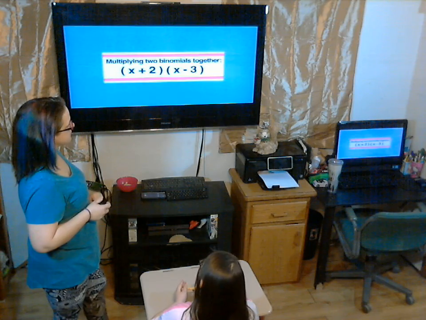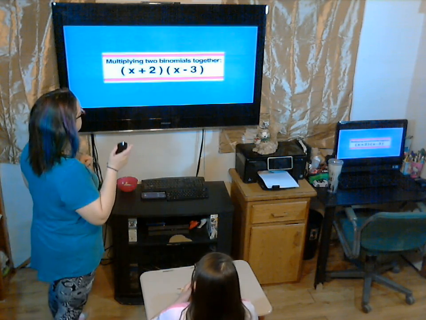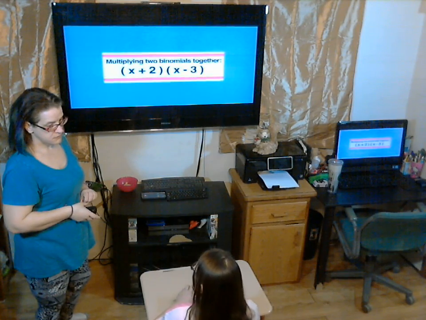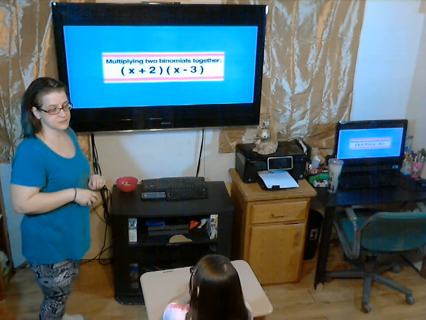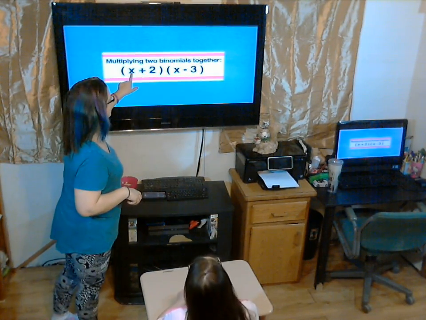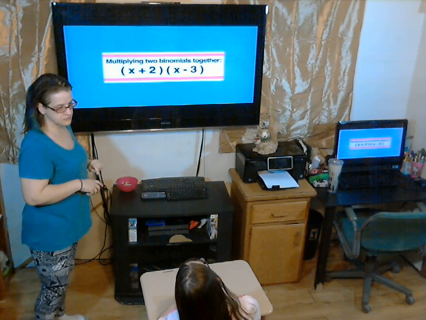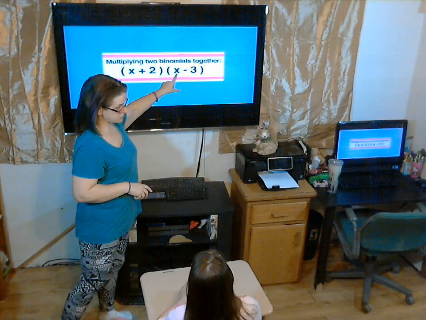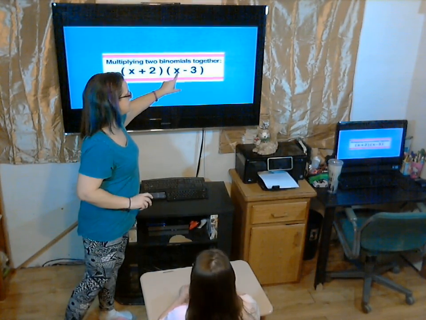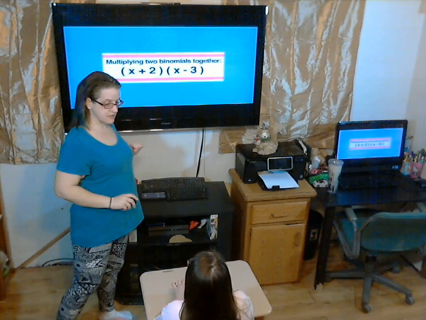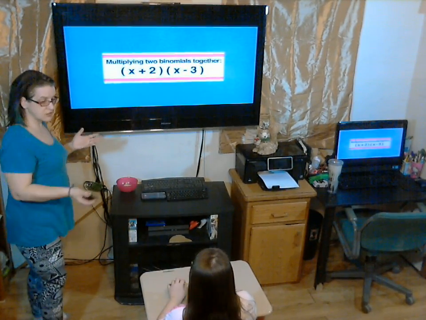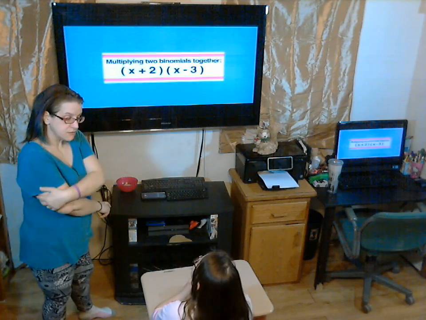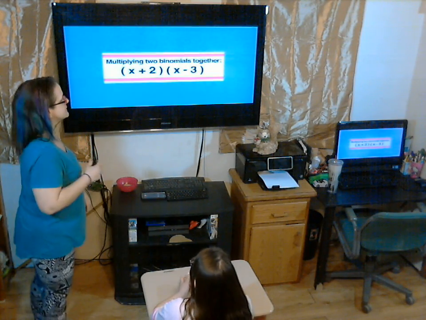Multiplying 2 binomials together. Ooh, scary. Maddie, what do you do when you see parentheses? Do the stuff inside first. You do the stuff inside the parentheses first. Can you add these 2 terms together, the X and the 2? No. Can you add or subtract? See that? There's a subtraction sign. The X and the 3 together? No, you can't because they're not like terms, right? But we can simplify this problem using the FOIL method. So let's get to going.